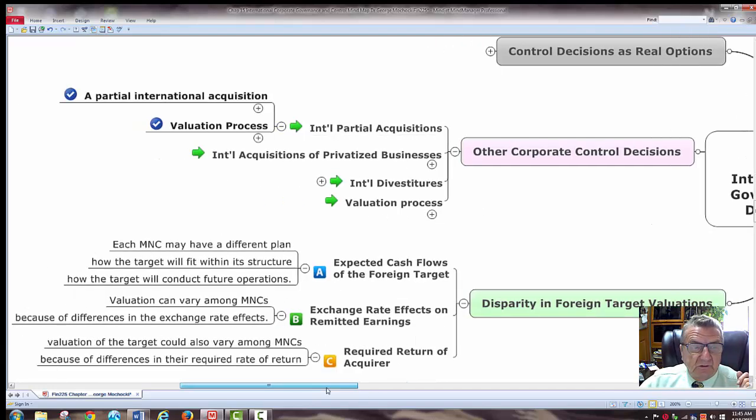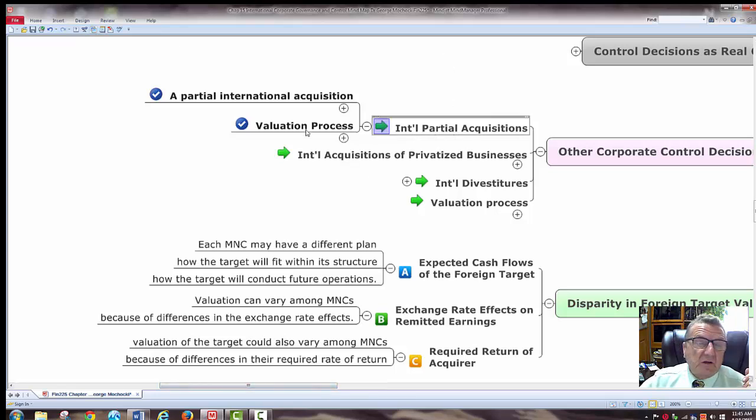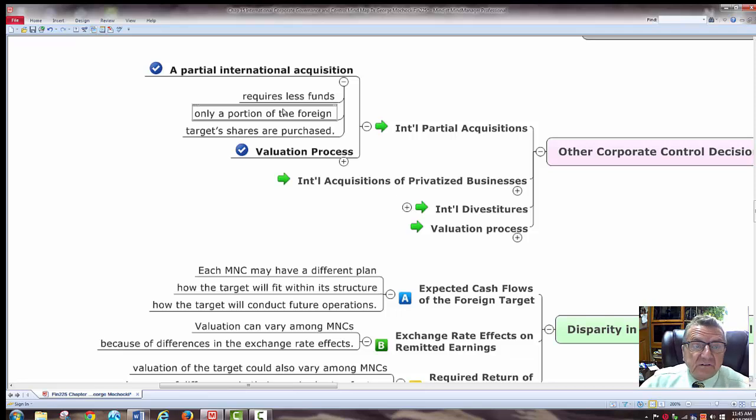The first one we're going to have is international partial acquisition. A partial acquisition requires less funds. Only a portion of the target's shares are purchased. I'm not buying out. I'm partnering with somebody else, so hopefully we're working together. So we're a partnership, for lack of better words. No need to go further into that and confuse you.